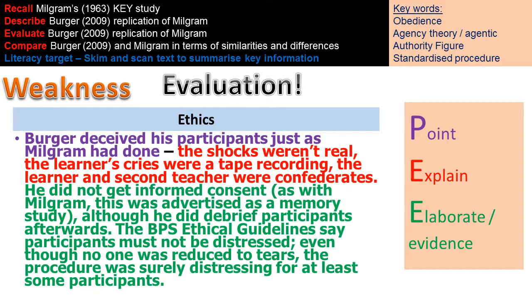However, Berger did fall foul the same as Milgram did in terms of deception. Now, Berger still lied to his participants about the extent of what the experiment was about. He did not gain their informed consent. He also told the participants, obviously, the experiment was real when they weren't real. It was exactly the same tape recording that was given to every single different participant that took part.